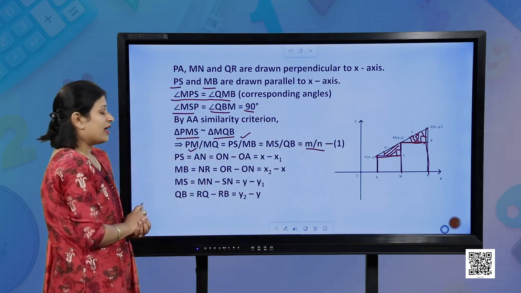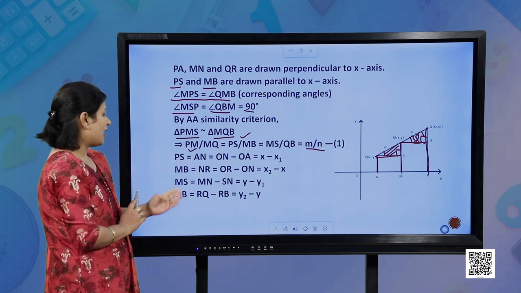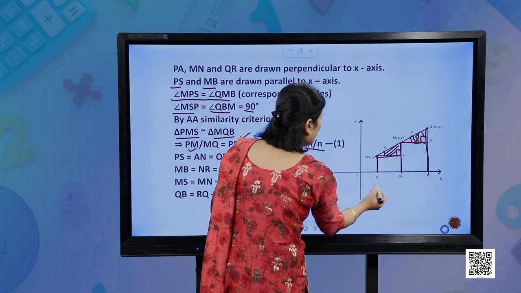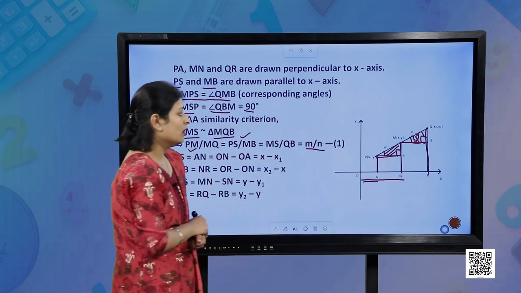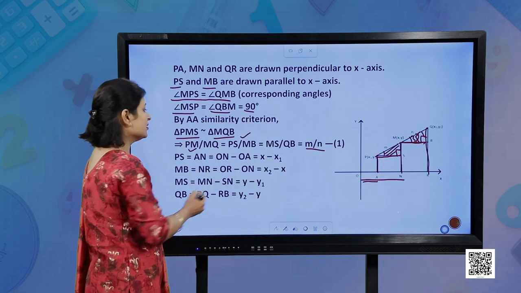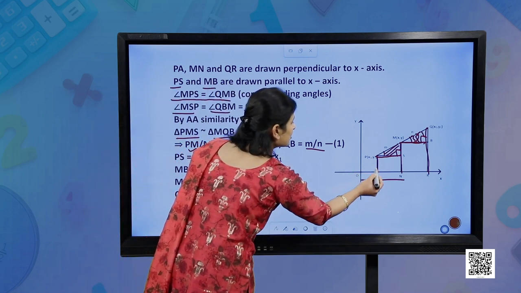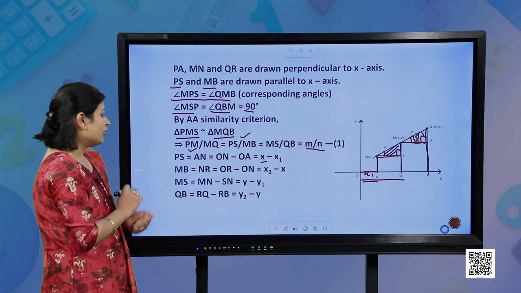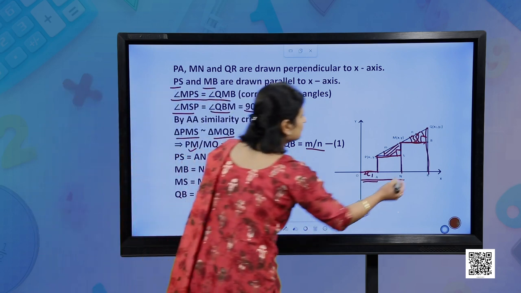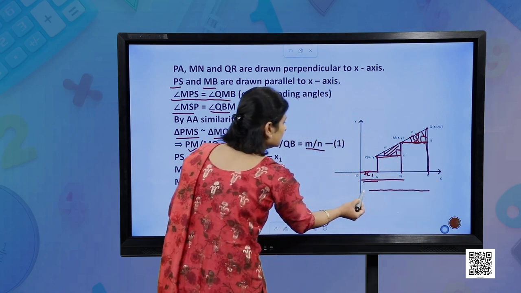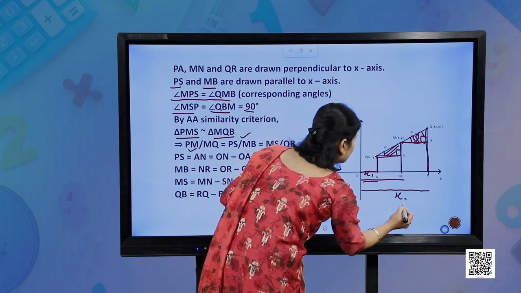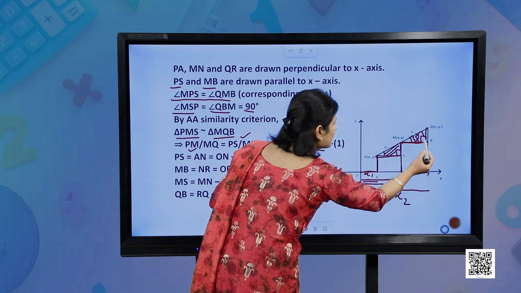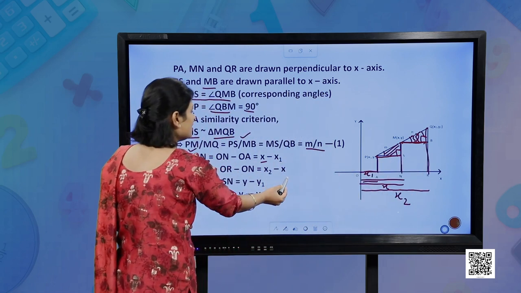Now, I need to find the values of PS, MB, MS and QB. How will you find the values? PS is ON minus OA. What is ON? Total is x. And OA is x1. So, you will get PS as x minus x1. Now, how will you find the value of MB? The total is x2, and this is x. As MB is parallel to NR, you will get x2 minus x.